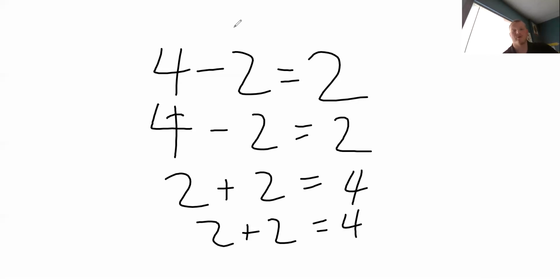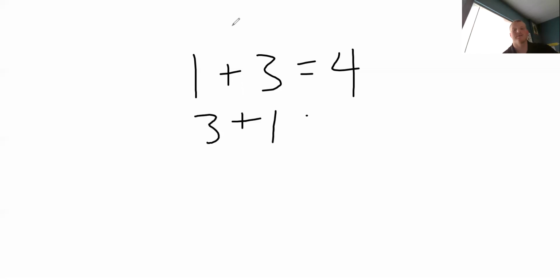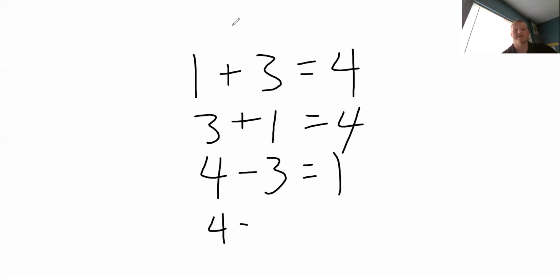So let me show you one more. If I had 1 plus 3 equals 4, another way I could write that would be 3 plus 1 equals 4. Those are my addition facts. For subtraction, I would have 4 minus 3 equals 1, or I could do 4 minus 1 equals 3. And that right there would be my fact family.